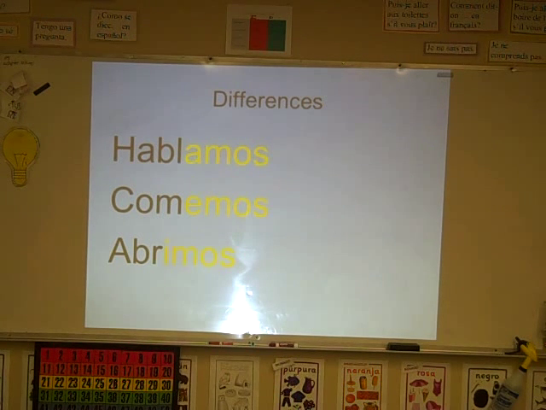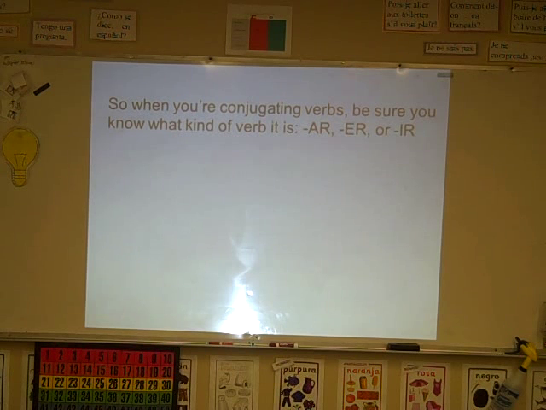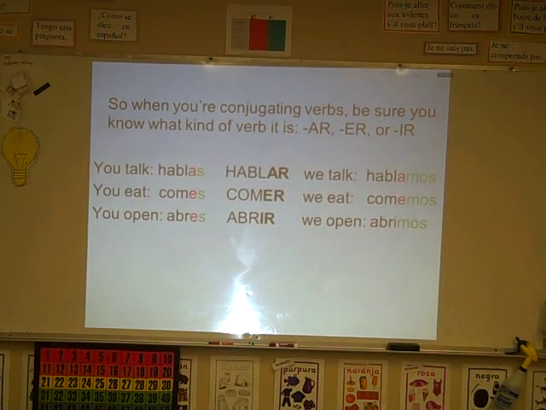Here are the ways that you can tell the three different verb forms apart. In the nosotros form, they're always different: hablamos, comemos, and abrimos. When you're conjugating a verb in Spanish, you have to be sure that you know what kind of verb it is. Is it an AR, an ER, or an IR verb? For example, you talk, hablas. I know that has to be an AR verb because it has an AS on the end. You eat, comes, it has an ES on the end, and comemos has an EMOS on the end, so I know it's an ER verb.